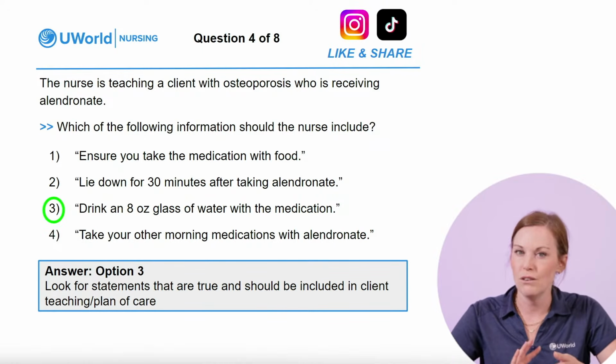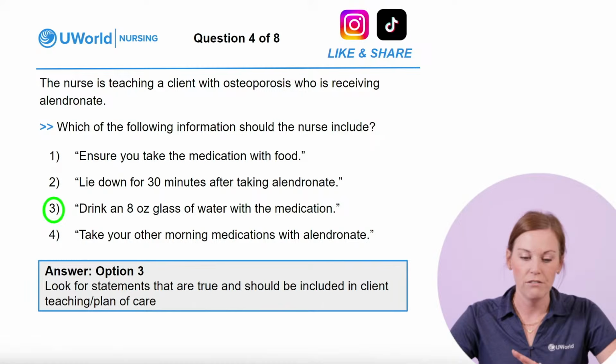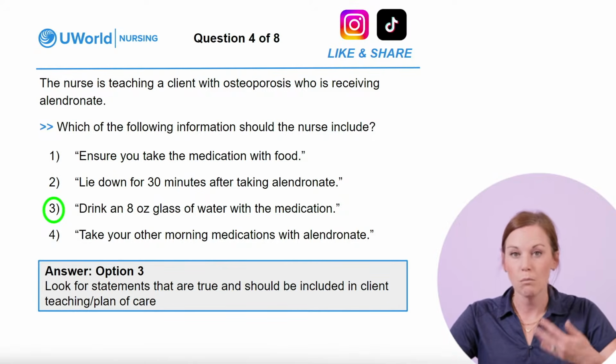So again, we're looking for those statements that are true. They should be included in the teaching and the client's plan of care. So alendronate is a bisphosphonate medication. It's commonly used for osteoporosis or to decrease the risk of osteoporosis-related bone fractures. How this medication works is by inhibiting those osteoclasts, which allows bone building to occur more quickly.